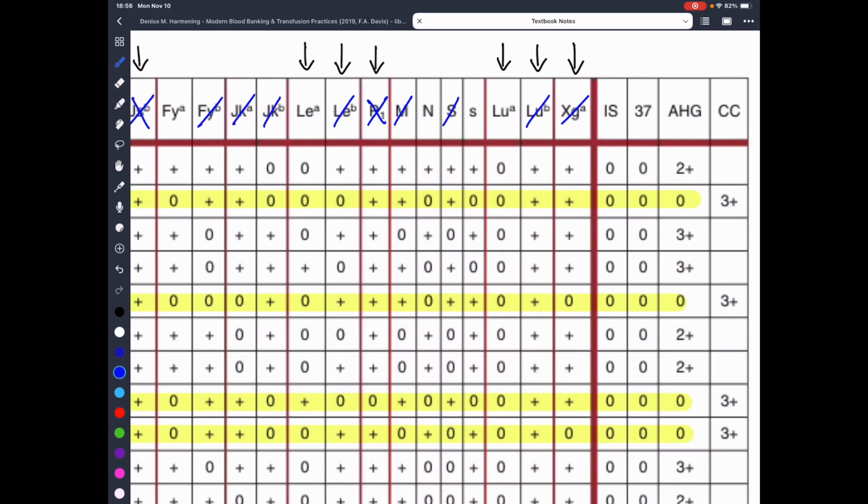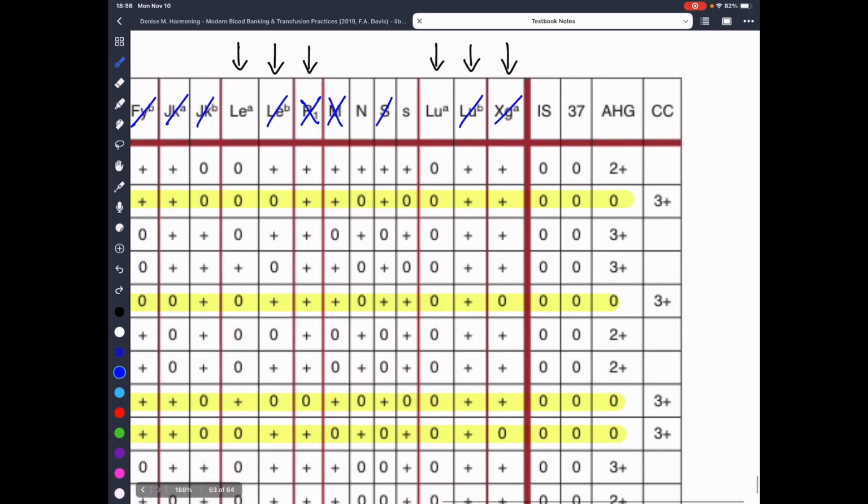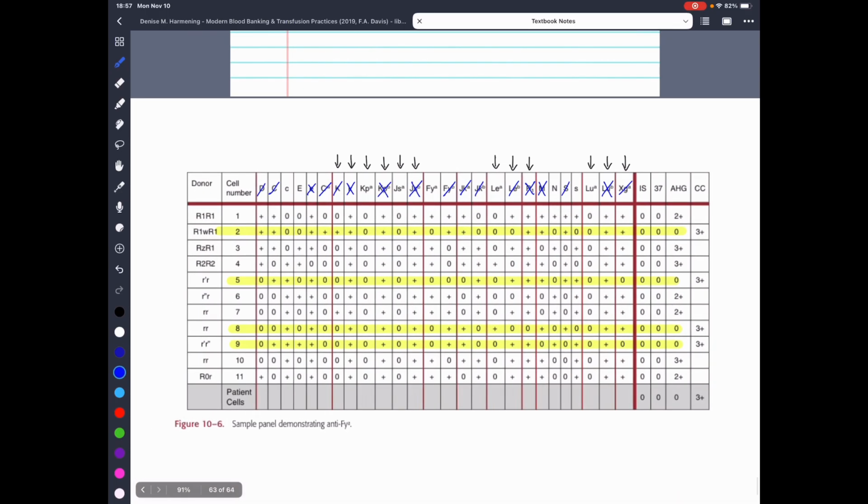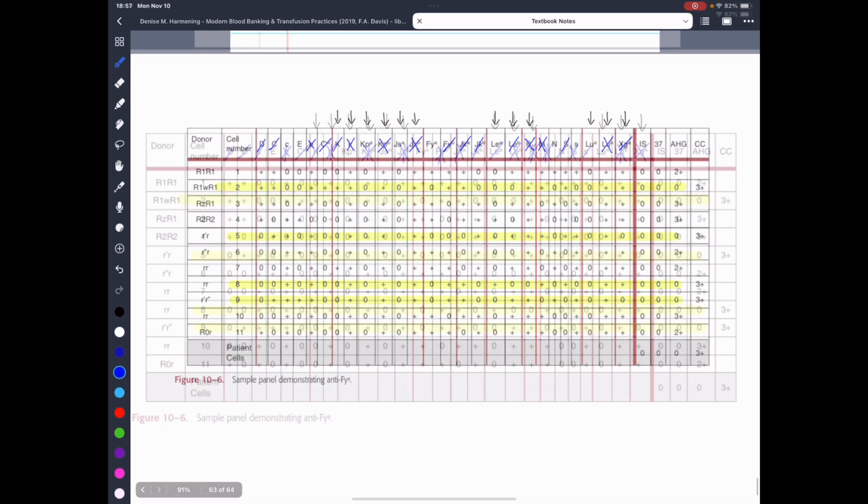M and N. This one is homozygous for M, so we can cross it out. Big S and little s, these are heterozygous, but there's no arrow above them, so we cannot cross them out. Alright, LUA and LUB. This one, homozygous for LUB. If it were heterozygous, we would be able to cross out both of them. And then XGA is not there, so we cannot cross it out. Alright, so I'm going to repeat the process off video, and then I'll come back.